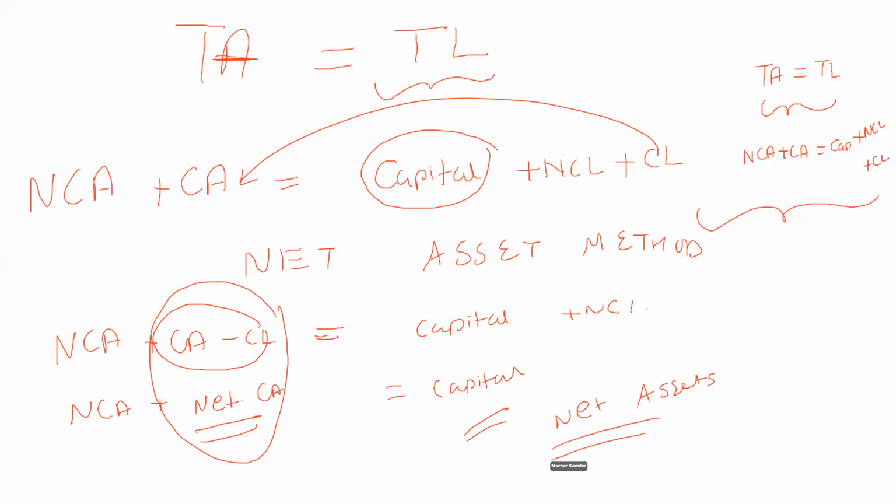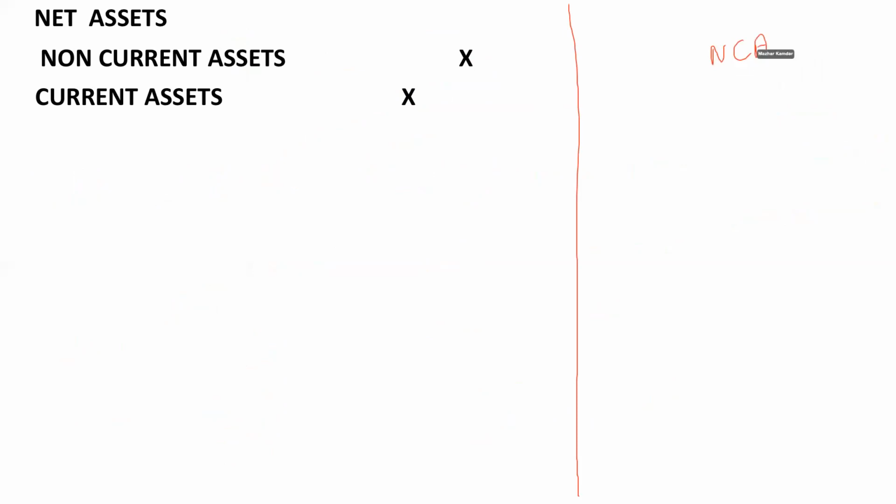Am I very clear? Okay, so when we have the net asset method, how do we show the balance sheet? We show the non-current assets. To the non-current assets, we add the net current assets. When we use the net asset method, first we show the non-current assets, and to them we add the net current assets.